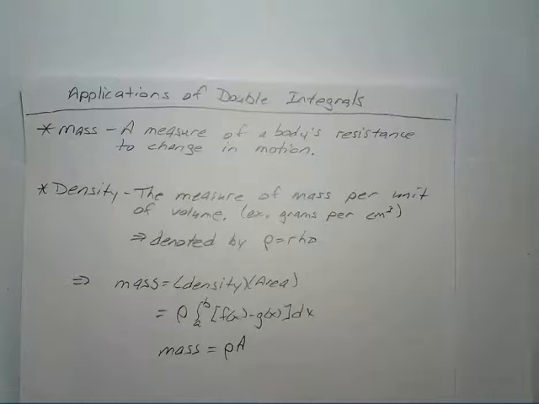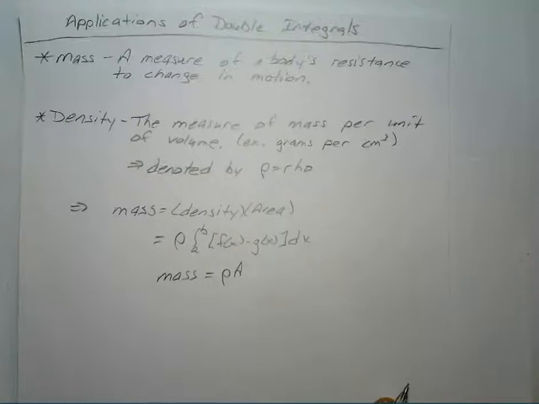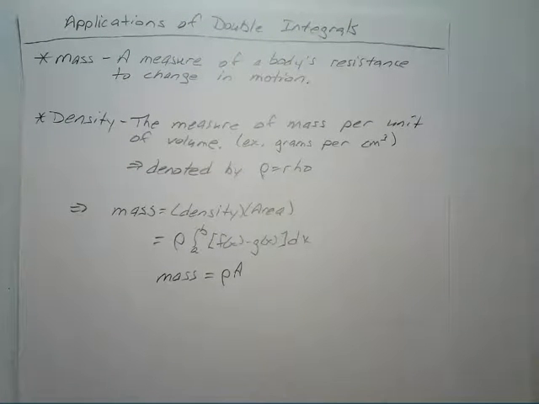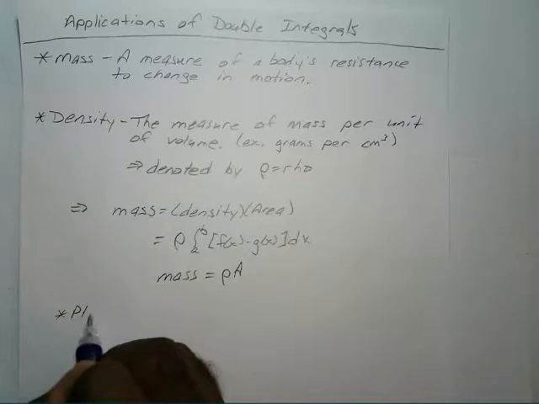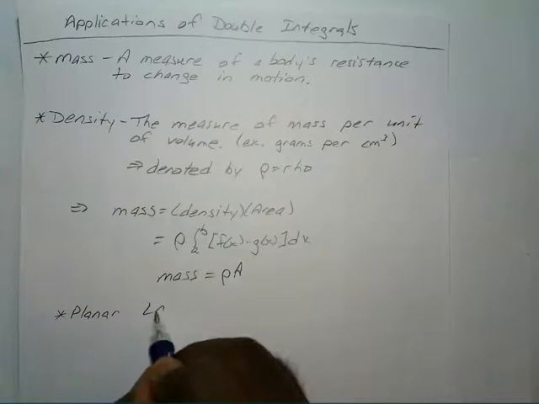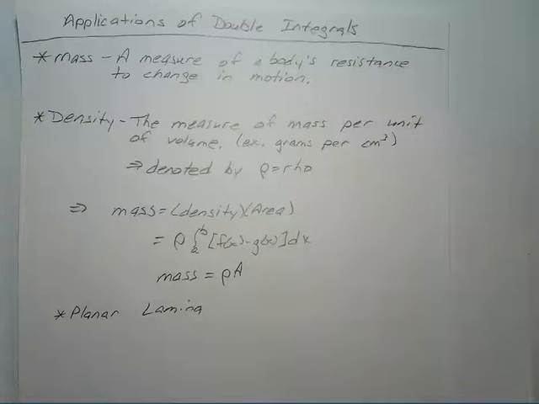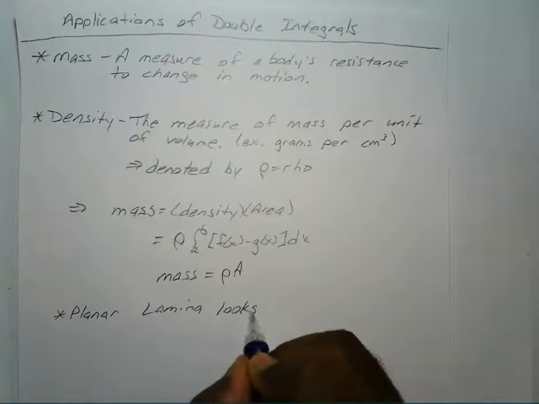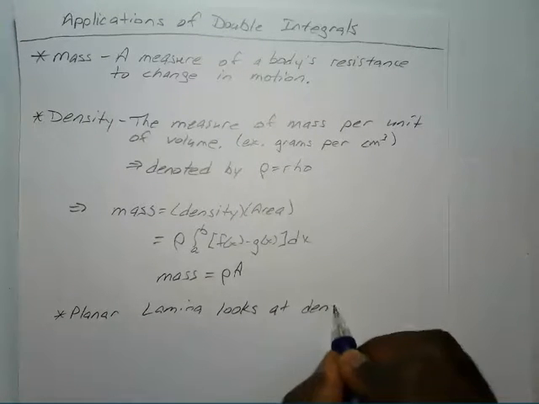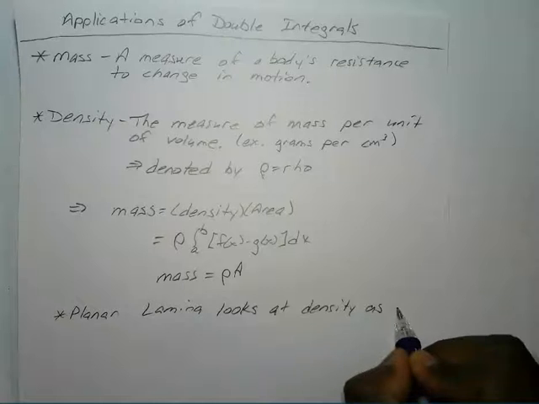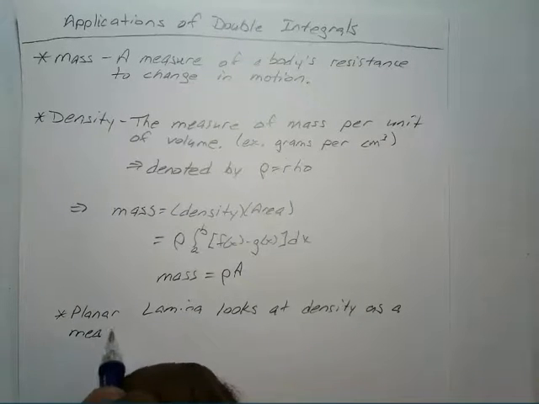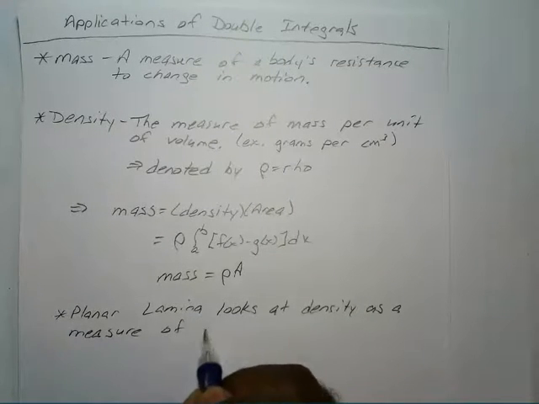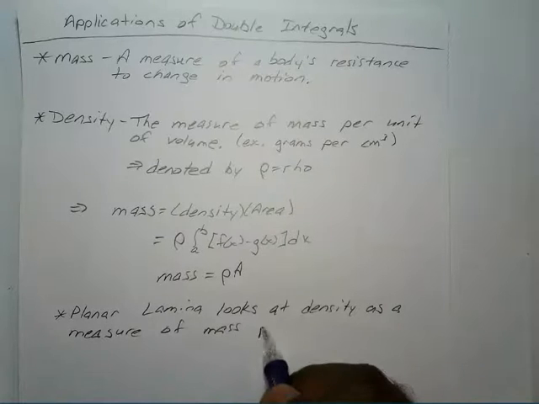Now, there's another term that we'll call the planar lamina, or lamina, I don't know how it's pronounced, but take your pick. The planar lamina considers density to be a measure of mass per unit of area.